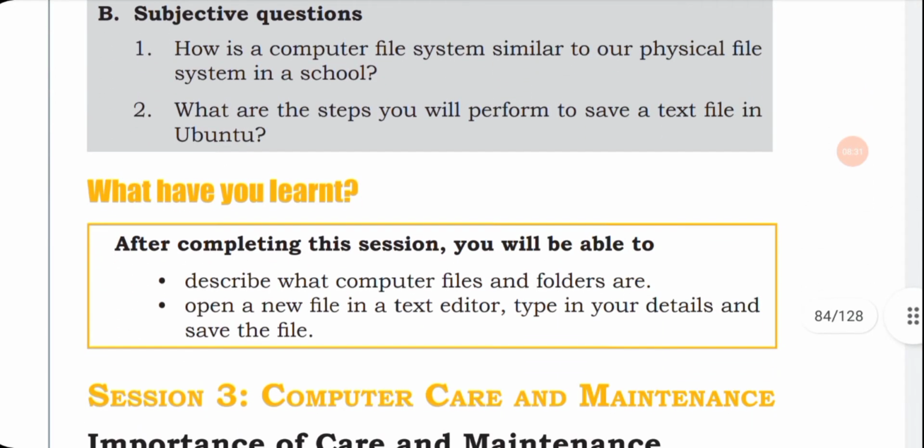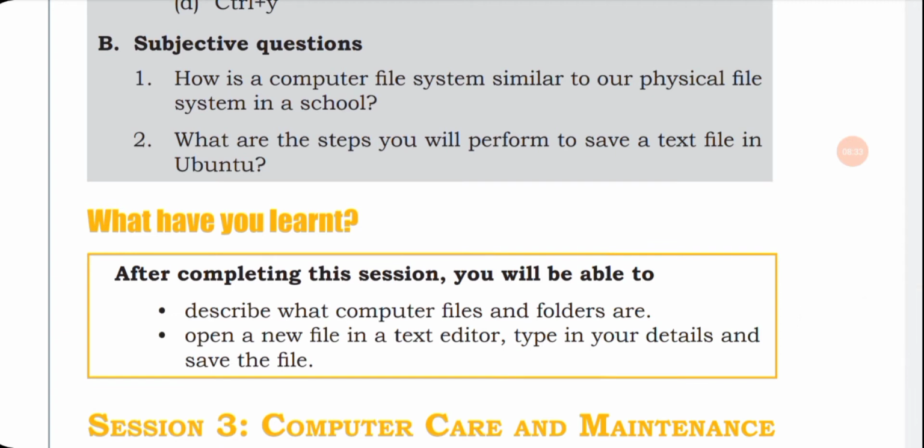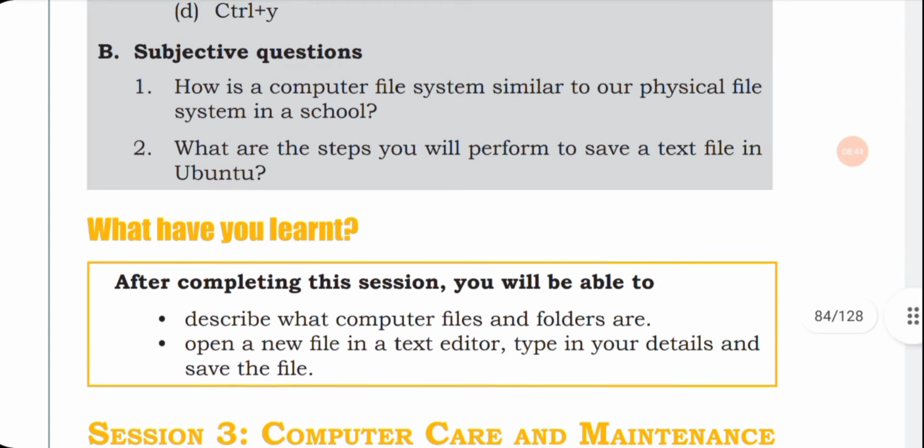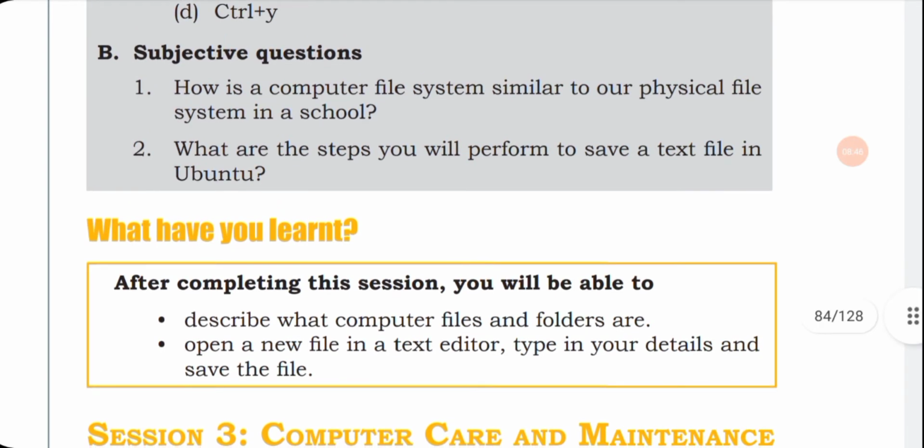Then how is a computer file system similar to a physical file system in school? In school, every related piece of information is stored in a file. Details of a particular subject are kept in a file. Details of students are kept in another file. Likewise, in a computer, information is stored in files.